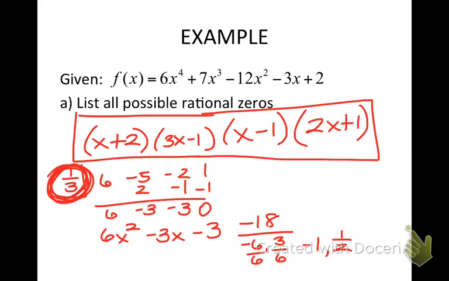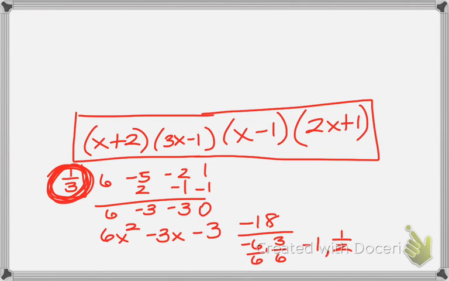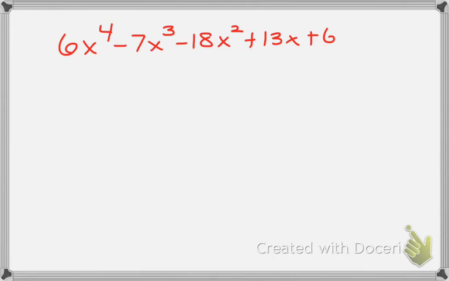Okay, so try one quickly on your own. See if you can do this. We have to do one more type of thing yet. We have to work backwards. So let's do 6x to the 4th minus 7x to the 3rd minus 18x squared plus 13x plus 6. We're going to write that in factored form.